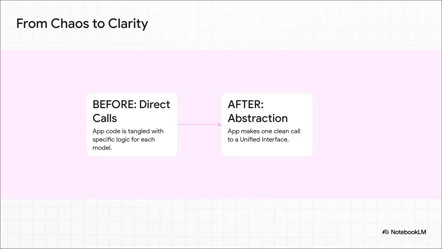And this right here shows you the difference perfectly. On the left, you've got the before, that tangled chaos of direct calls we talked about. But look at the after on the right. It's just so much cleaner. Your app's code is simple again, and now you can swap models in and out, or even add brand new ones without having to rewrite everything. It is a total game changer for flexibility.